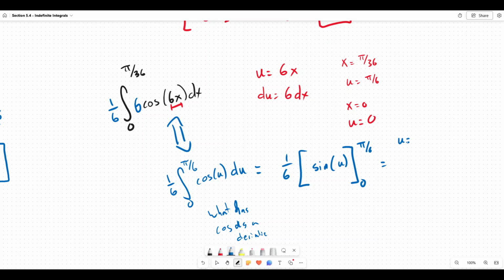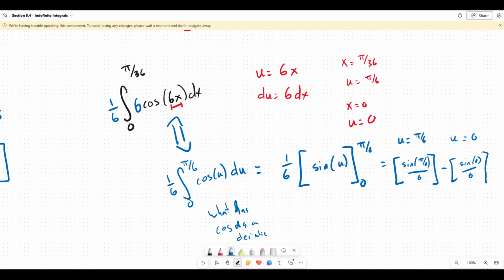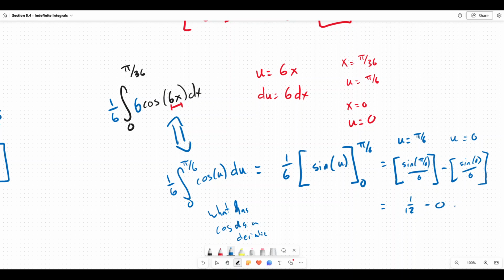Okay, here's u equals pi over 6. This is going to be sine of pi over 6 divided by 6 minus, when u is 0, this will be sine of 0 divided by 6. Sine of pi over 6 is a half, so this will be a 12th minus, and sine of 0 is 0. Whoops, I kind of messed up that 1 there. But looks like we get our answer of the 12th.